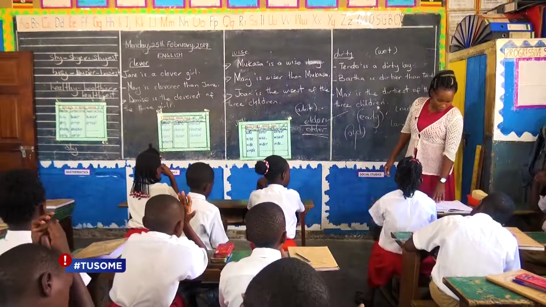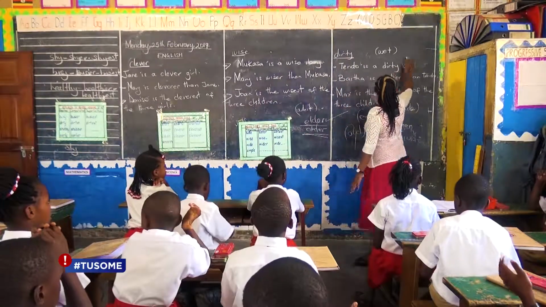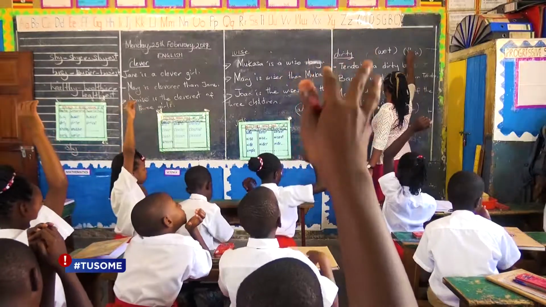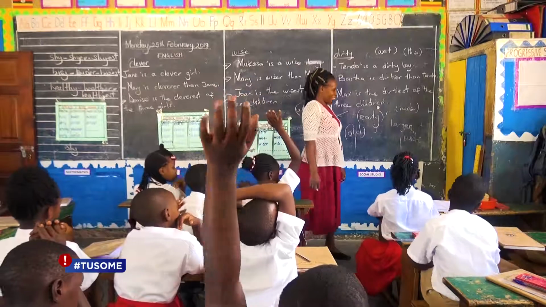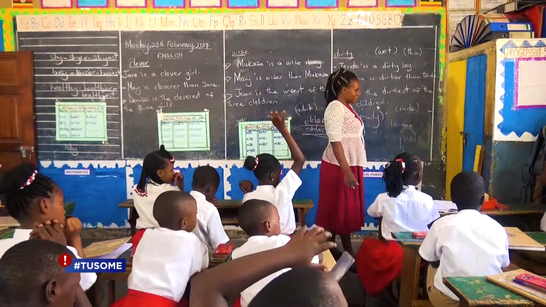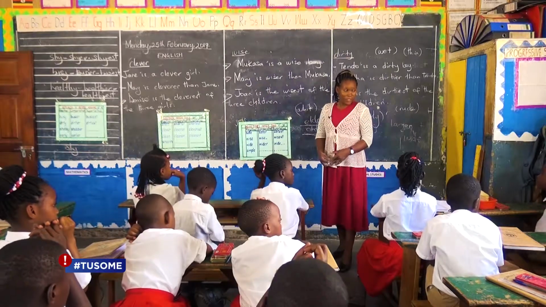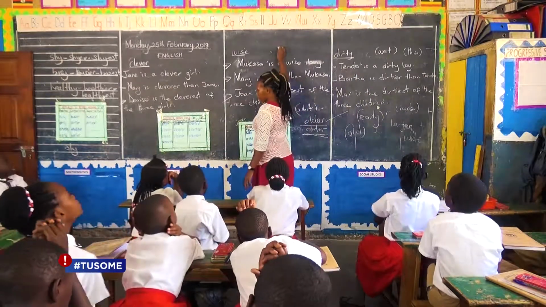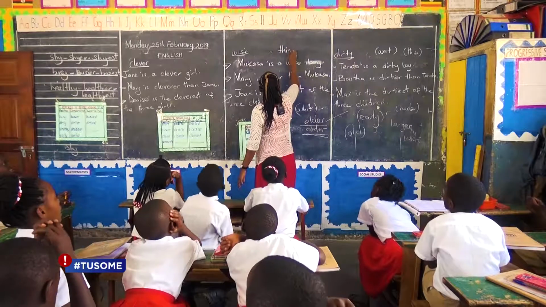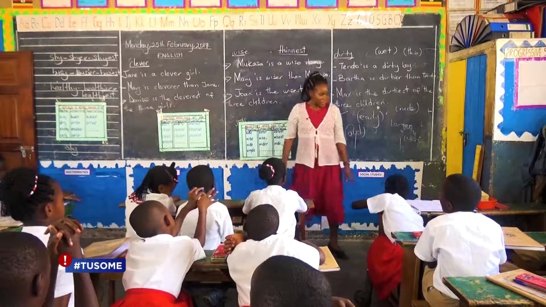Okay? The next one is: Salome is the dash girl in our class. The adjective is thin. Salome is the thinnest girl in our class. Which degree is that? It is superlative degree. Okay, we are going to spell the word thinnest. Very good.